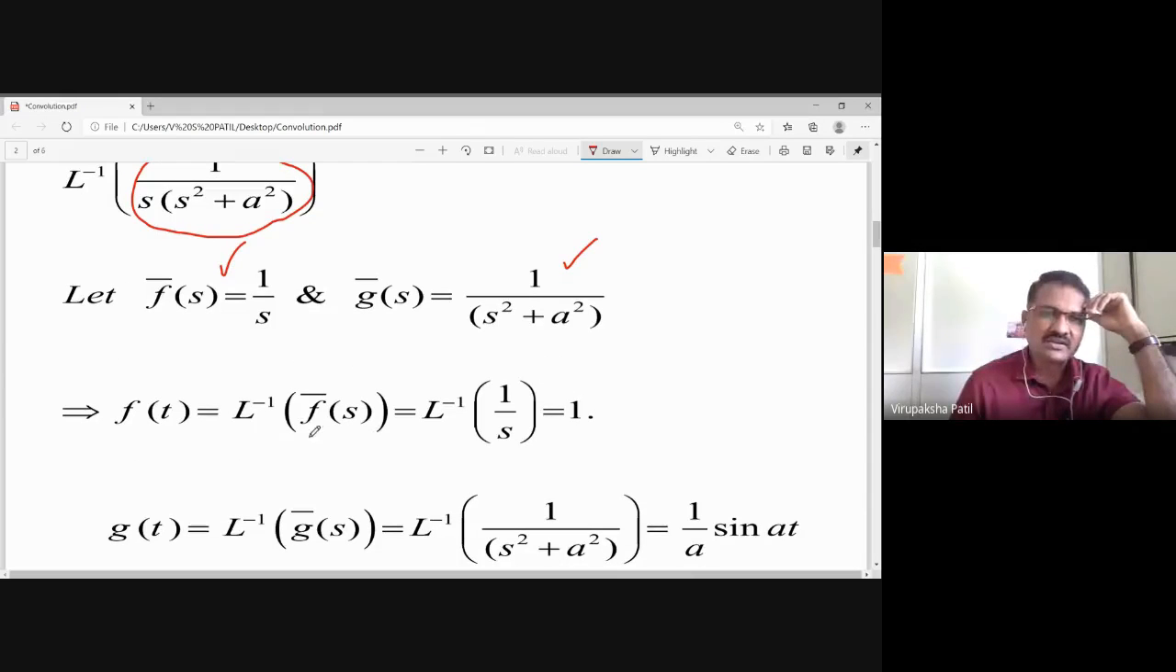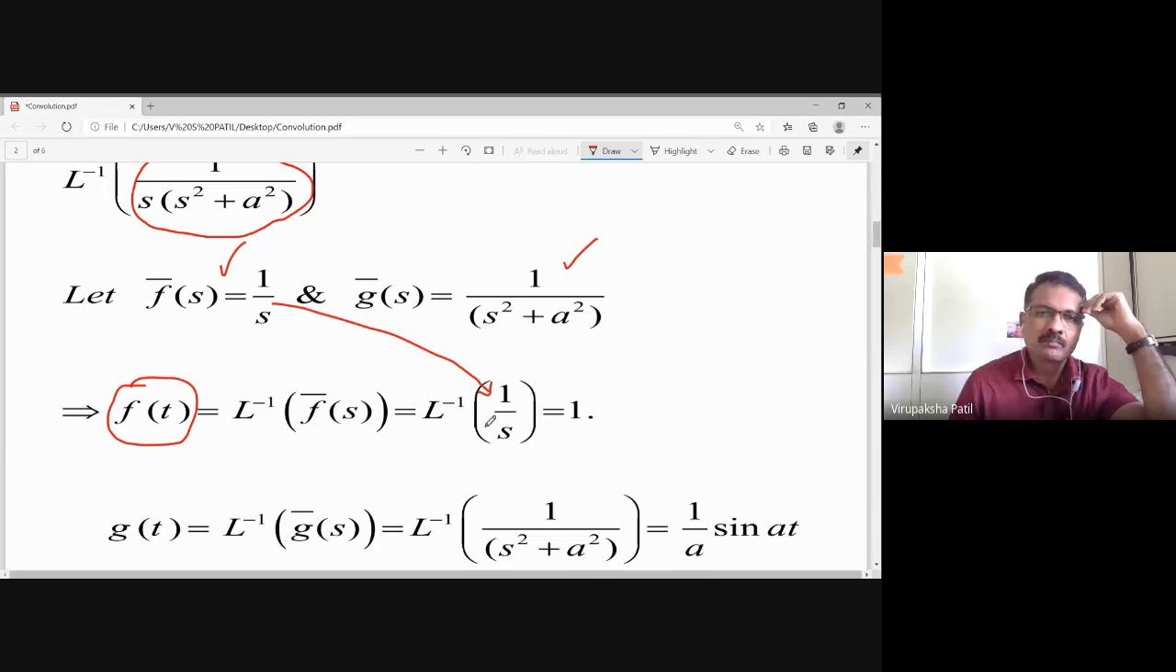Now what is the next step? You have to find f of t. That is, you have to find L inverse of f bar s. F of t is equal to L inverse of f bar s. What is your f bar s? F bar s is 1 by s.